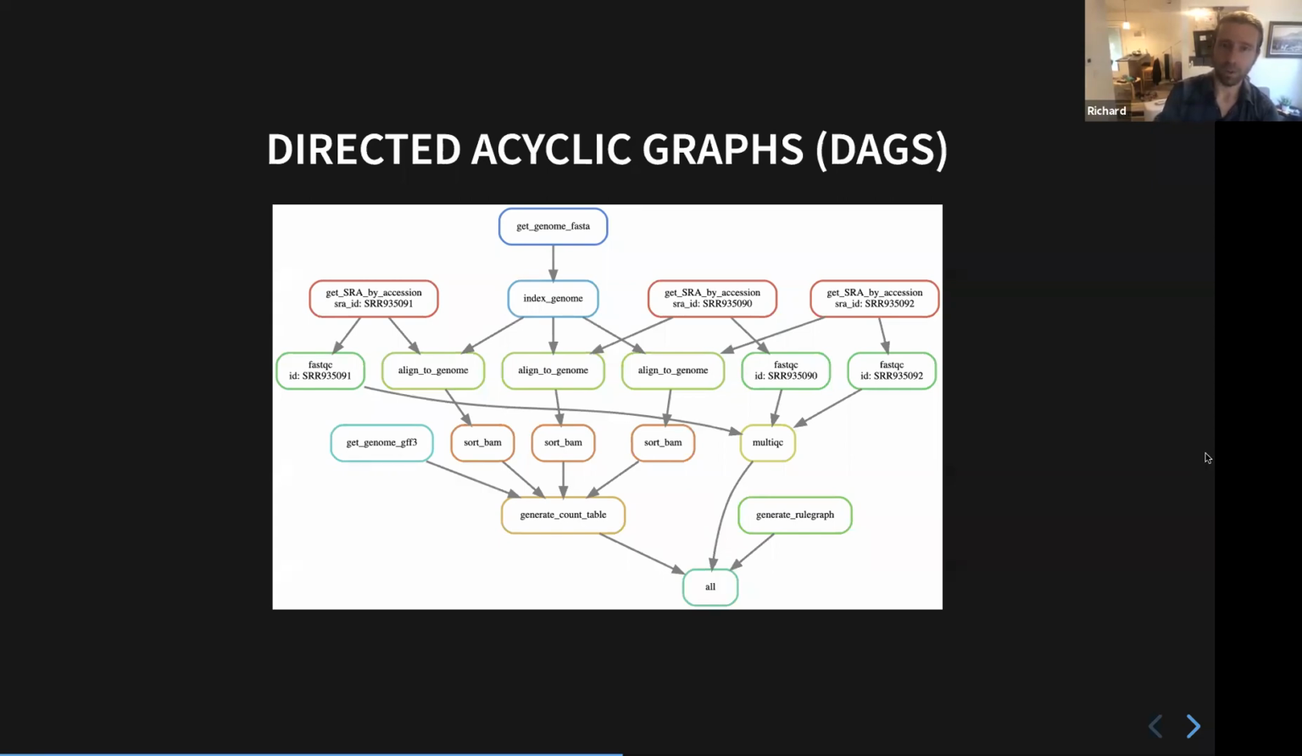And furthermore, what if it could keep track of the outputs of each one of these nodes so that we don't have to calculate them again unless something upstream changes? And if our input data does change, it could follow the graph through only the nodes affected by that change. This is what Snakemake does.